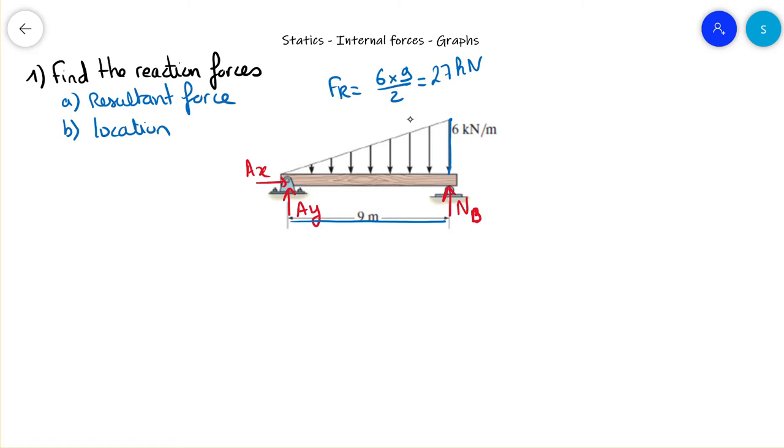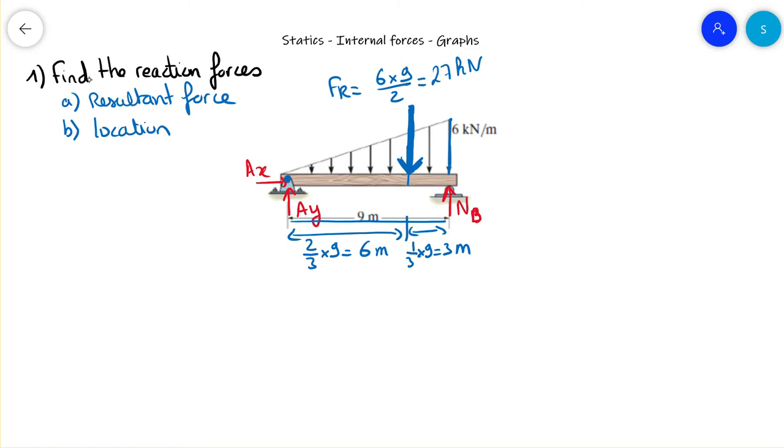And for the location, it's 2/3 from the top of the triangle or 1/3 from the base. So this distance there is 2/3 times 9, that is equal to 6, or 1/3 times 9, that is equal to 3, in meters. Okay, so now that we have the resultant force, we can find NB, Ax, and Ay.